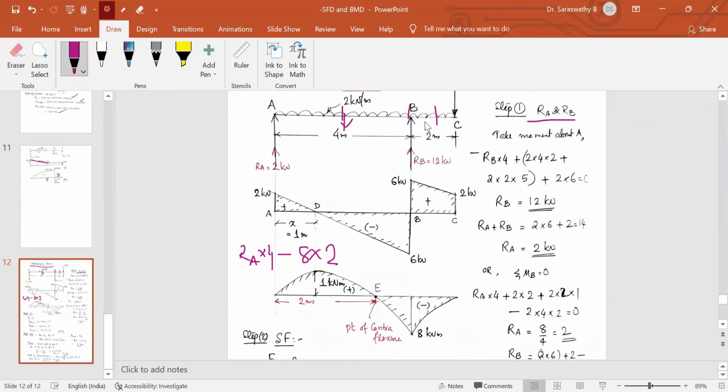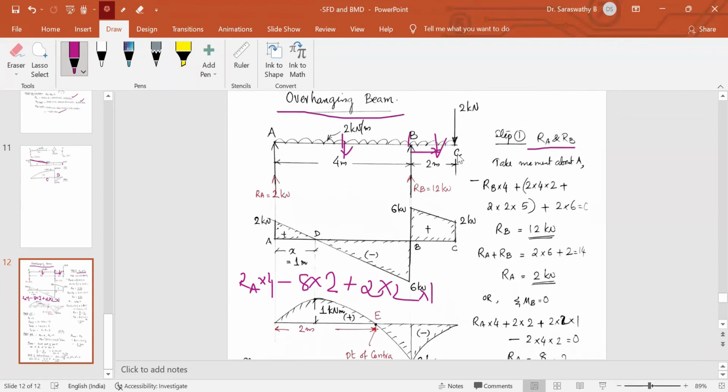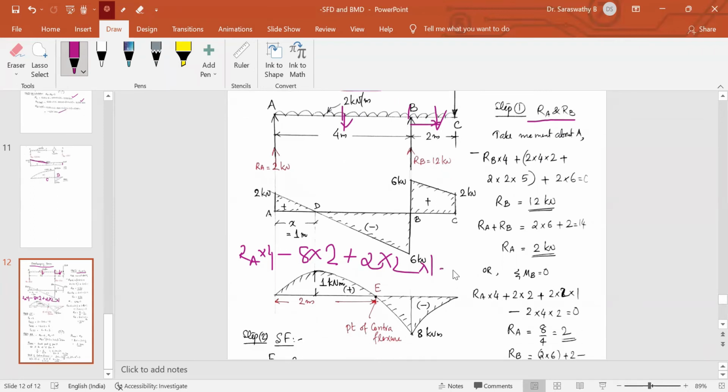Now, coming to the right of B, this load, 2 into 2, 4, acting at a distance 1 meter. This load about B will produce clockwise moment. So plus the load 2 into 2 acting at a distance 1 meter. Then this load 2 kilonewton acting at 2 meter also produces clockwise moment. So 2 into 2 is equal to 0. So if you take moment about B of all the forces and equate it to 0, you can get RA first.